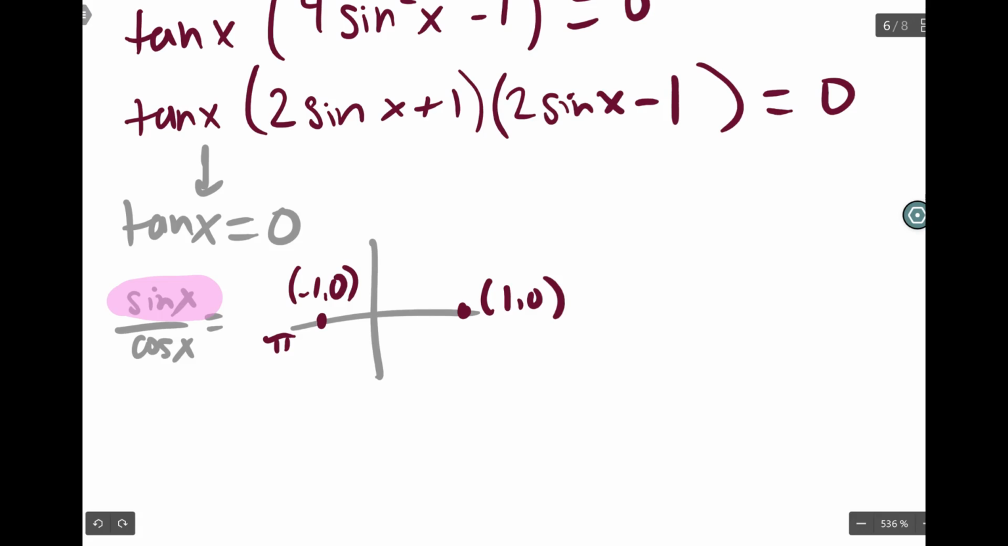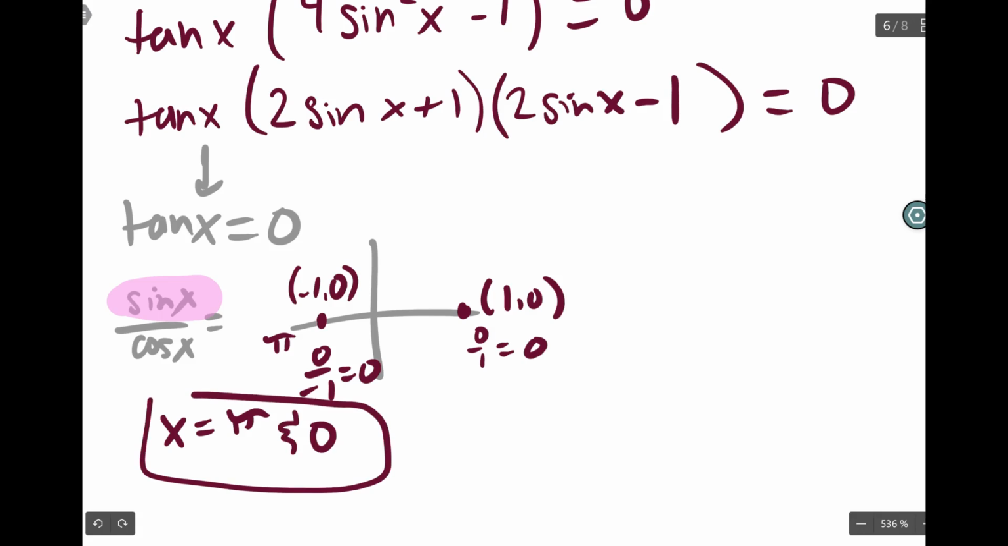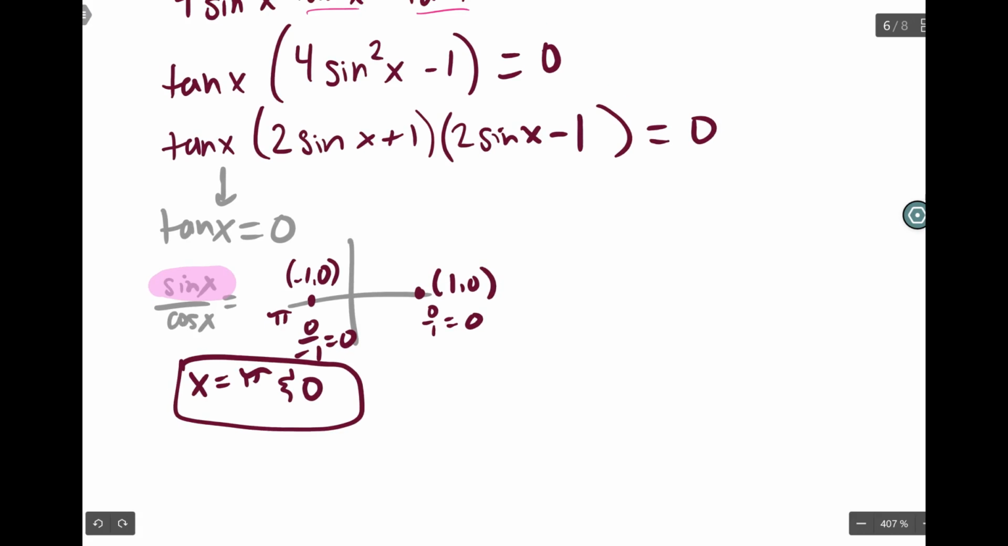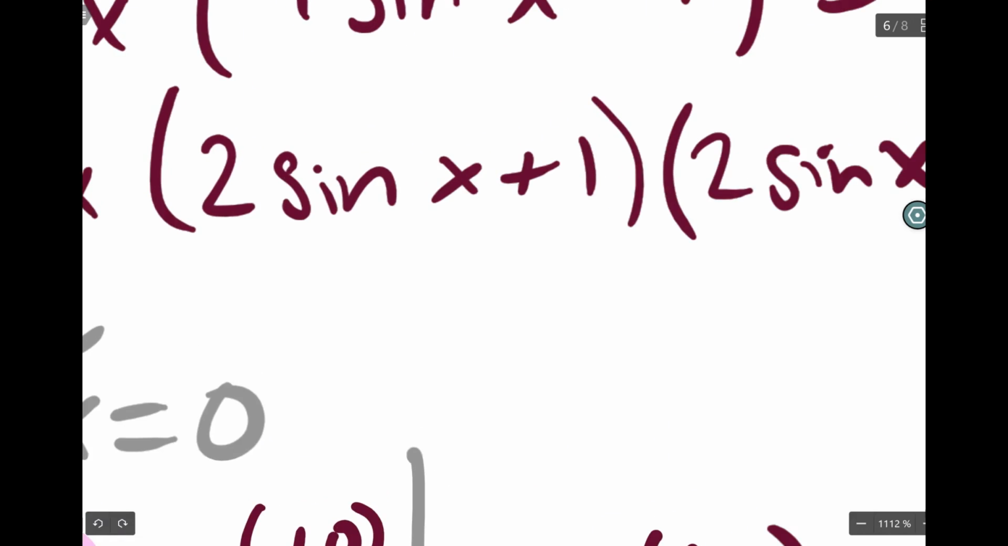So if I put in my values at these 2 points, I have 0 over 1 equals 0, and I have 0 over negative 1 equals 0. So those are the only 2 points. x is equal to pi and 0. Alright, we can do the other ones. So I have 2 sine x plus 1 equals 0, minus 1 from both sides, and divide by 2.